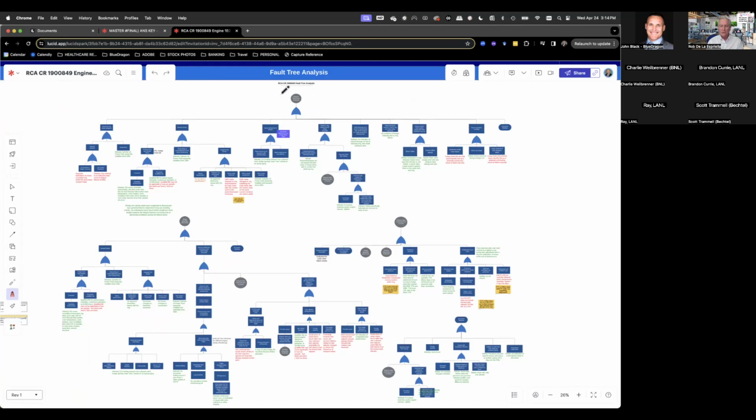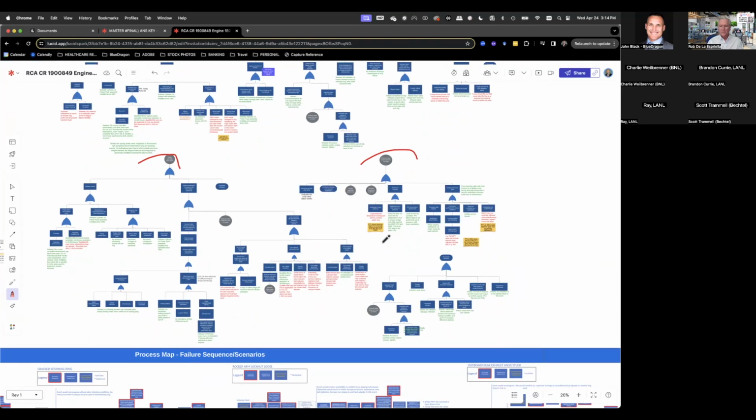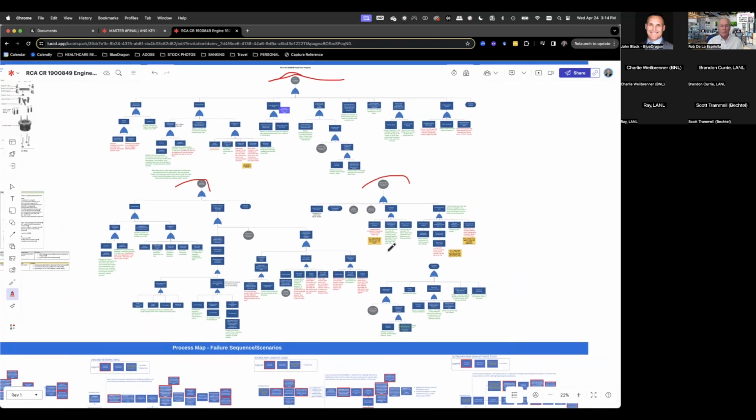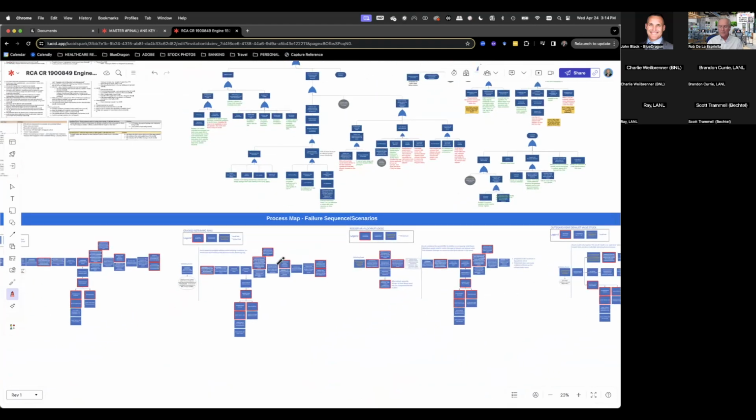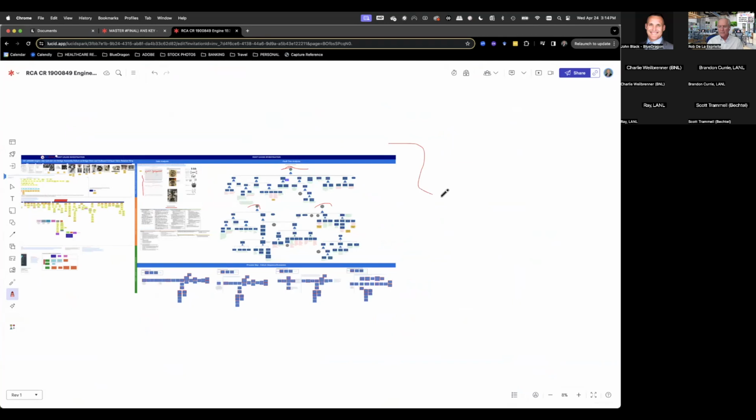So here we go. This is one giant fault tree, but notice that it's broken up into one segment here, and then it continues here, then it continues here. So it was too big to fit under one giant one, so with linkages we broke it up. And here are some process maps of failure sequences. And this is, once again, infinitely expandable. If you would like to bring in additional tools, no problem.